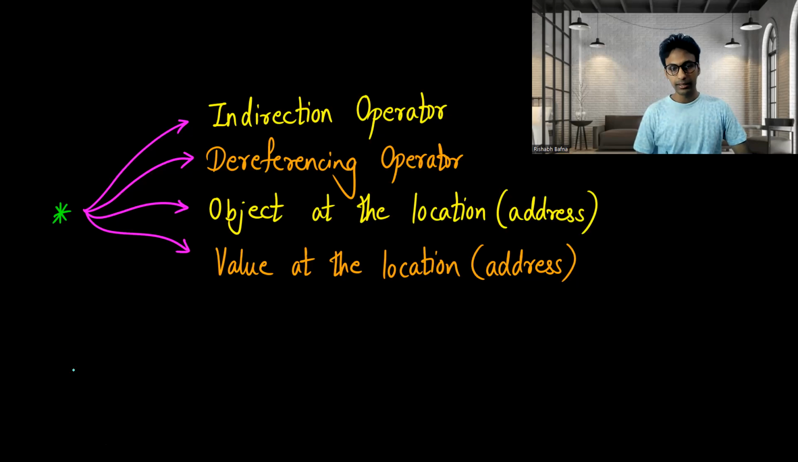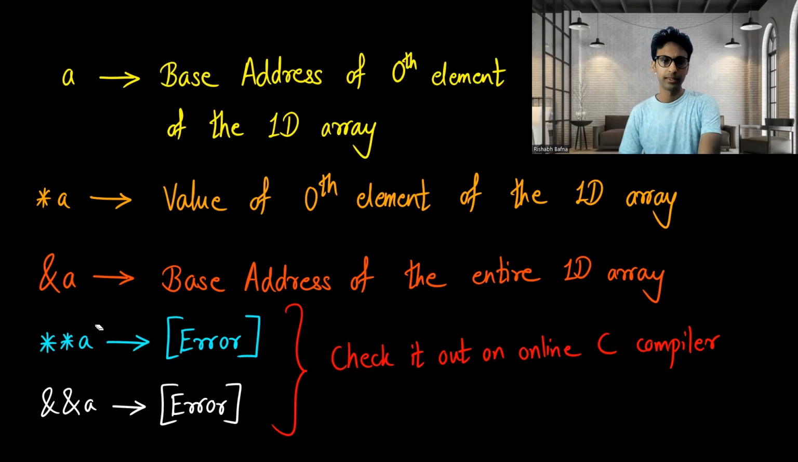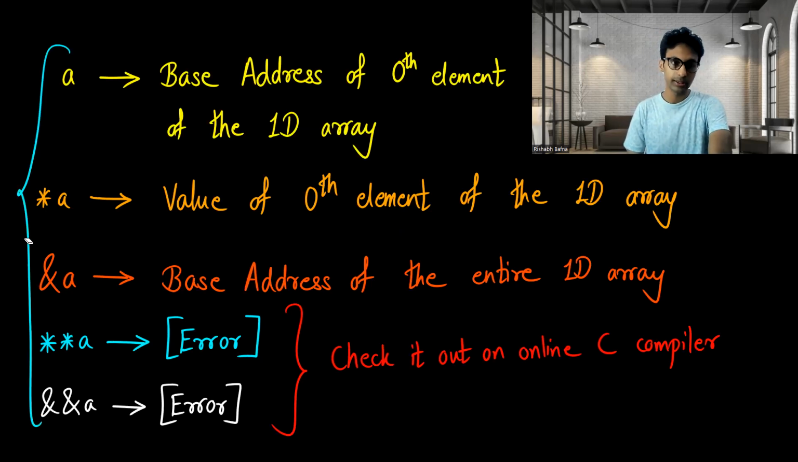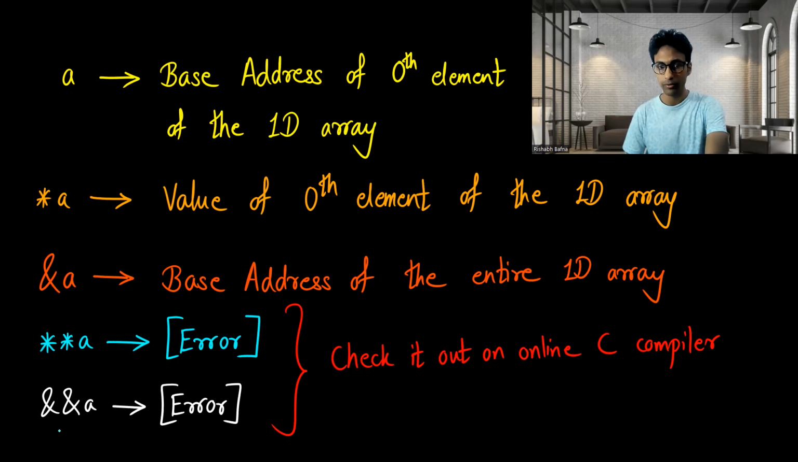Let me write: you already know star is the indirection or dereferencing operator, and ampersand is used to get the address. Okay, in order to get an address, you will use ampersand. So that's it for today. So these things are very important. What is A? What is star A? What is address of A? What is star? What will star A give? What will address of A give?